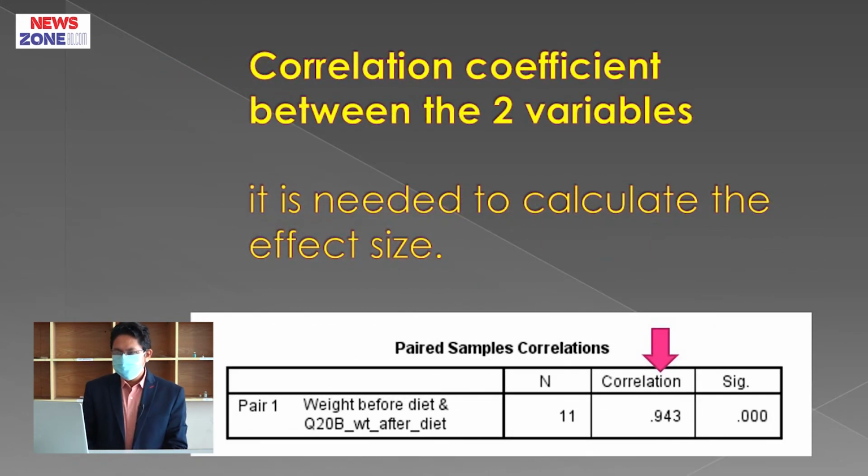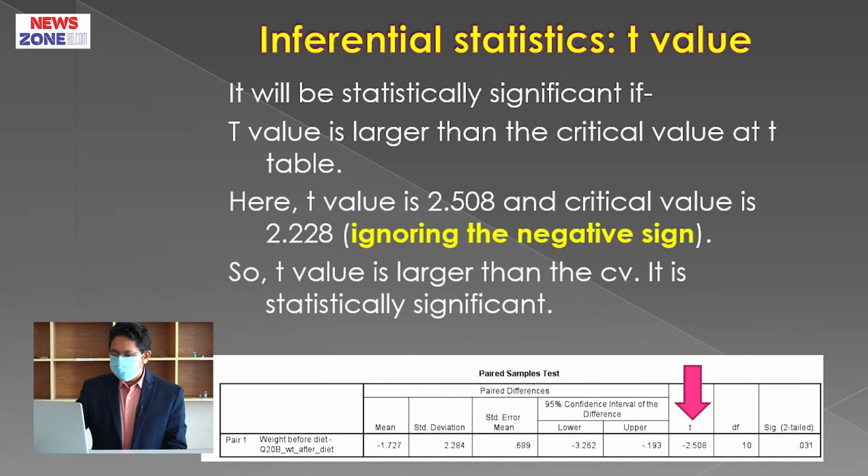In the next table, we see this is about the correlation coefficient between the two variables. Here it is 0.943. It is needed to calculate the effect size. So, the third table we are mostly interested in is inferential statistics.